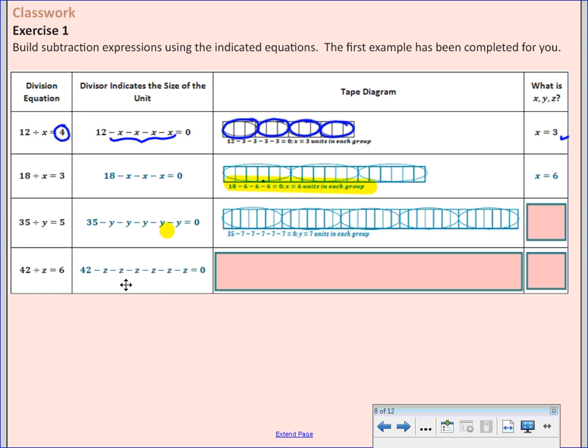Would I still have credit if I scaled it down? You have to have 35 boxes, okay? Because that's the number that we have. You can't change the equation. You have to have 35 boxes. So I need to make 5 groups. So when I make my 5 groups, there's 7 in each group. So 35 minus 7 minus 7 minus 7 minus 7 equals 0. So y equals 7. There are 7 units in each group.